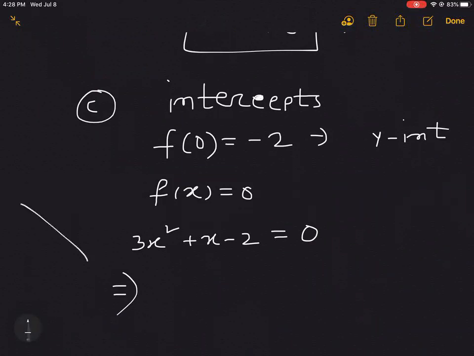So let's do that. We're looking for the product -6 and sum as +1, right? So what could be the pair of numbers? So we could have +3 and -2, right? Can you see that? No, I don't mean -2. You have a 3 here.